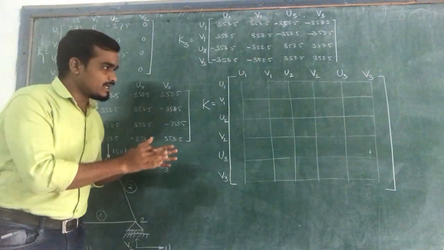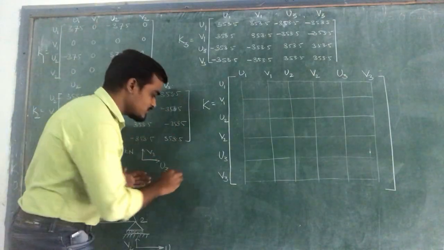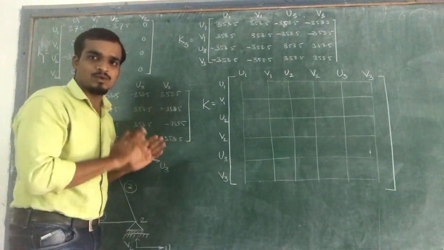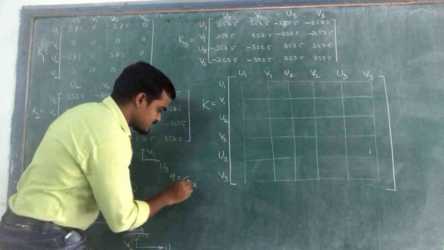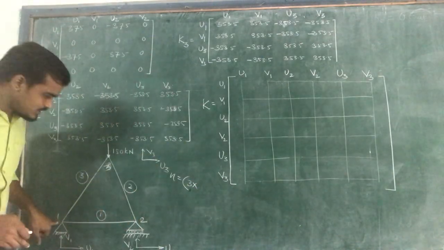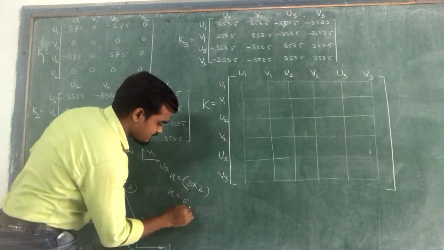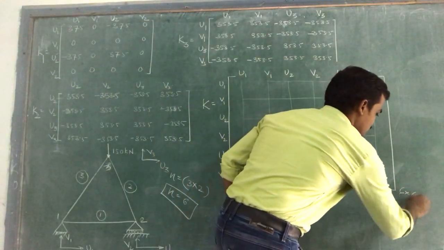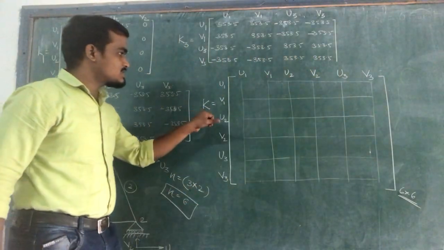So what is the order of the global stiffness matrix? The order of the global stiffness matrix will be equal to the number of nodes times the degrees of freedom at each node. As there are 3 nodes, it is 3 times the number of degrees of freedom at each node. Here there are 2 degrees of freedom at each node, so the order of the global stiffness matrix will become 6. So a 6 by 6 matrix should be there. This is the global stiffness matrix.